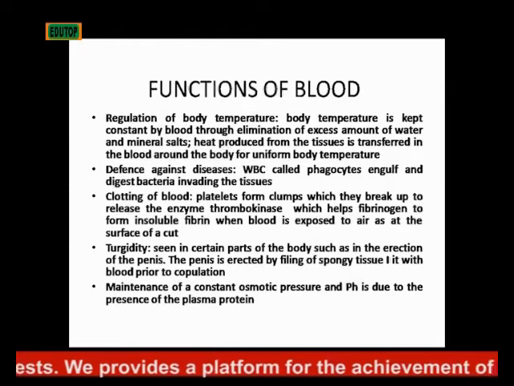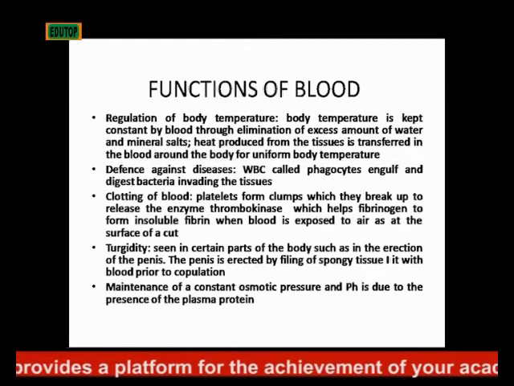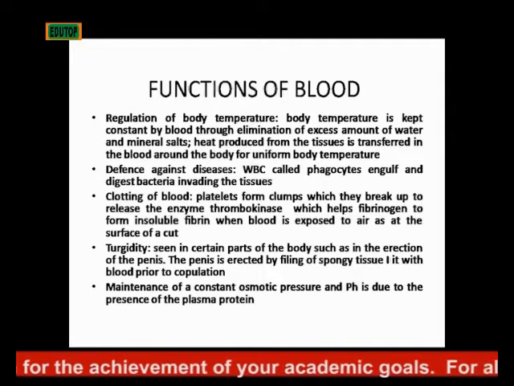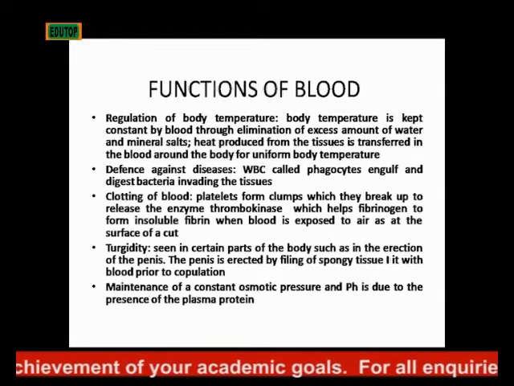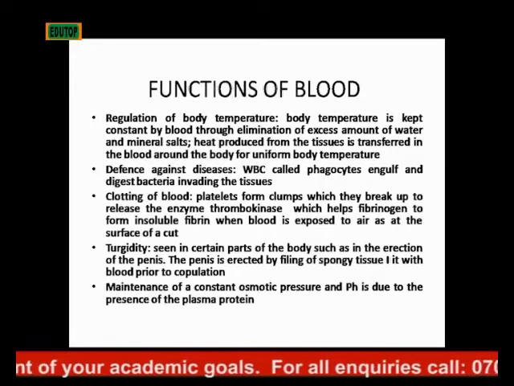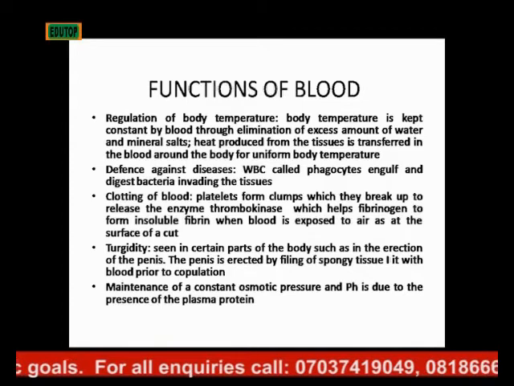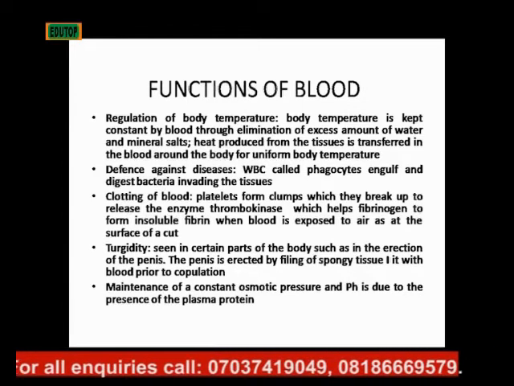Then heat is produced from tissues. The heat produced from tissue is transferred into the blood around the body. So there is uniform body temperature. When it is produced in one part of the body, it is transferred into the blood. So it moves around the body. So the body temperature is uniform.